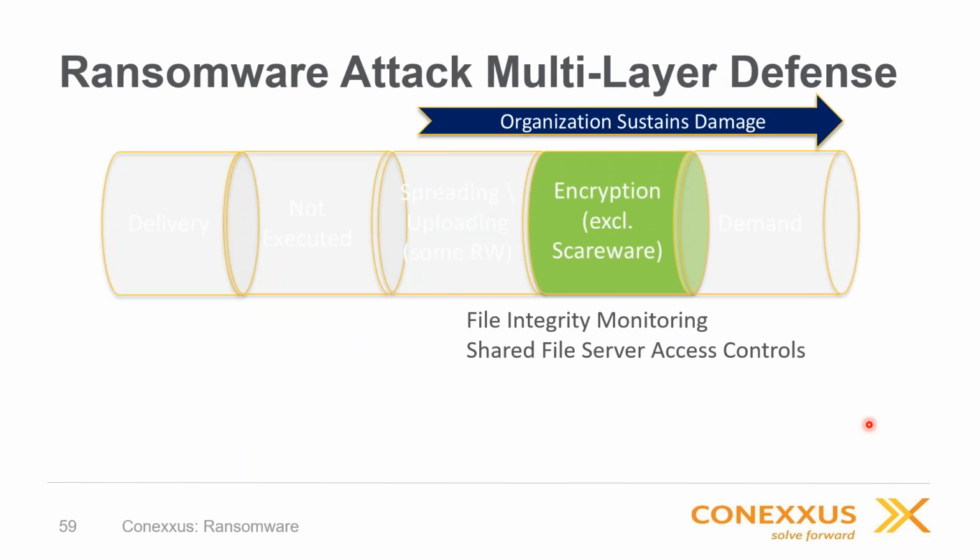As far as encryption, this one's pretty simple. It starts to encrypt, and if it encrypts in place, not changing the names of files, really only file integrity monitoring or a similar tool can be used to determine which files are encrypted. So file integrity monitoring can pay dividends there. And of course, as always, you want to have shared file server access controls in place, so only those who need to access the files have access, and not everyone in your domain. That will help prevent the spread.